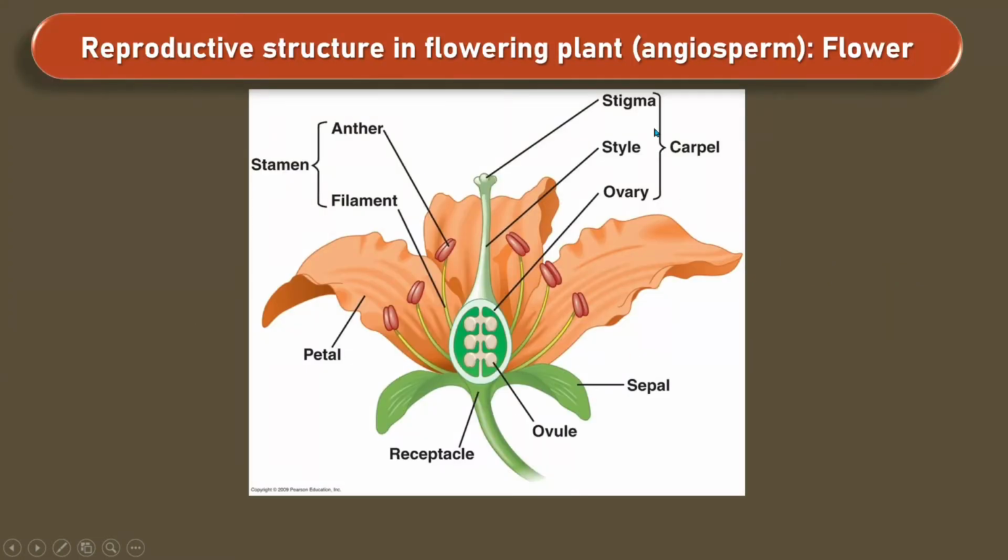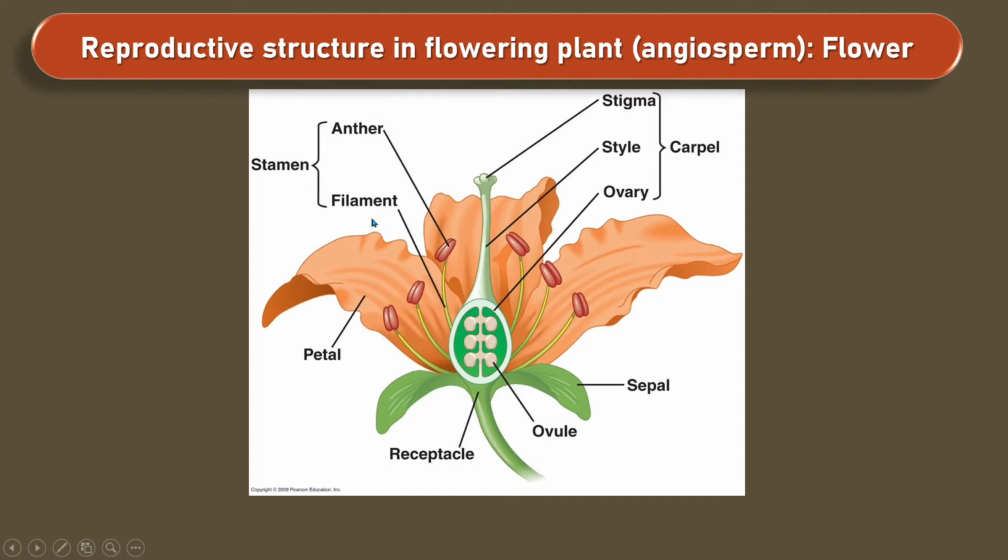In flowering plant, the flower is the reproductive structure. So in the flower, there are petal, receptacle, and also the sepal. Other than that, a flower also has anther, filament, stigma, style, and the ovary. Inside the ovary is ovule.